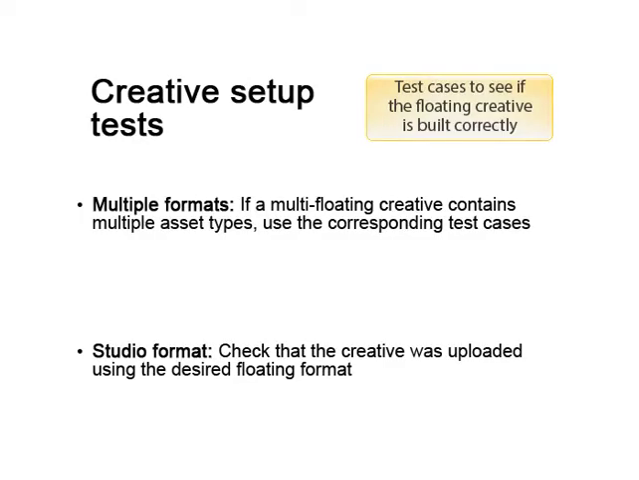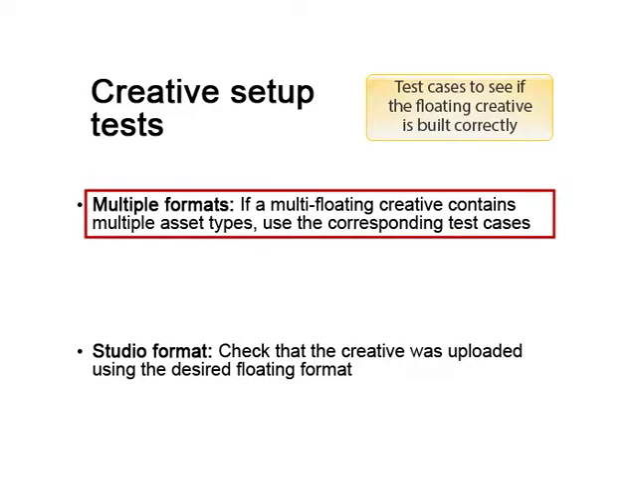There are 2 setup checks that are specific to the floating formats. Testing the setup of a multi-floating creative is always done ad hoc because it can contain assets that mimic the functionality of other formats. For instance, if a multi-floating ad contains assets that are expandable, you should also QA the creative using the test cases that we've reviewed in the lesson on expanding formats.